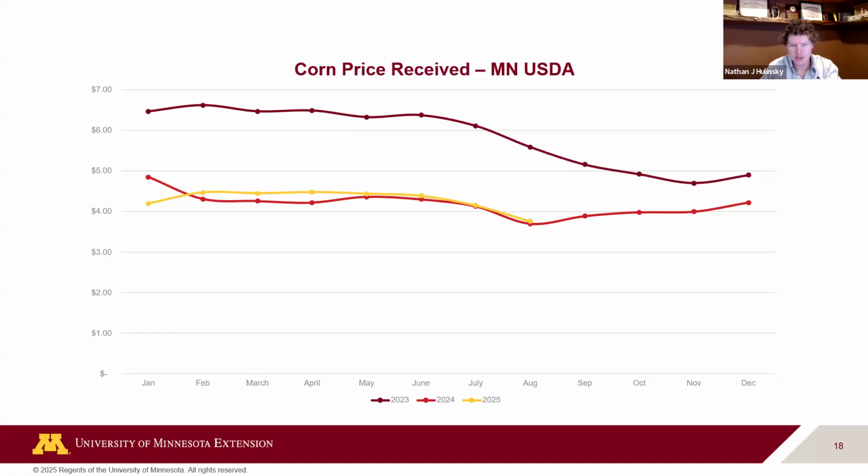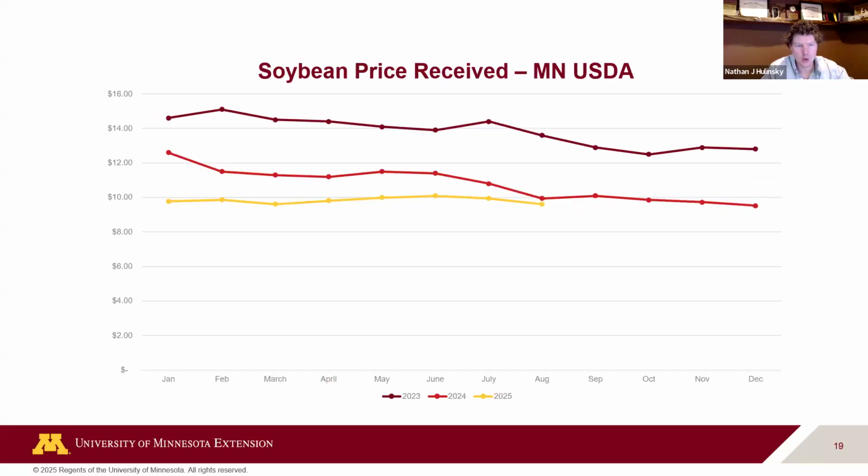Come harvest, it dropped even more. We ended the year at $5 corn. 2024, that bright red line, we started at $5 corn, slowly fluctuated, ended the year right around $4 corn. In 2025, right around $4 corn. Throughout the entire year, we can see the most recent data published was August, and that was below $4 corn.